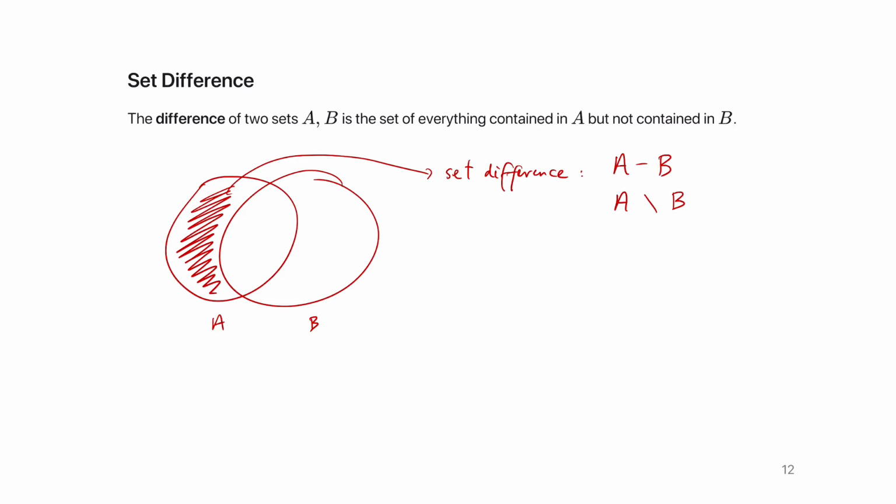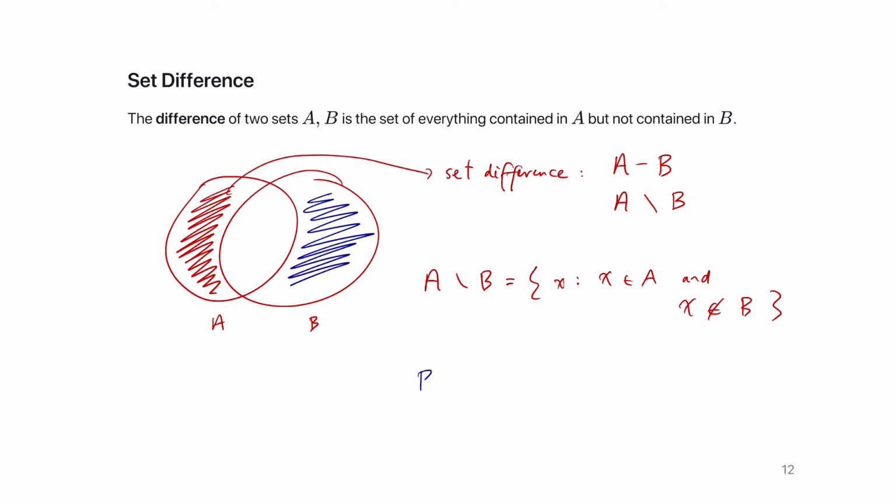In terms of set builder notation, what this looks like is the set of x such that x is in A and x is not in B. So again, this reads, the difference between A and B is the set of everything that's in A and not in B. And notice, the difference of B and A is something completely different, right? The difference between B and A is the set of everything that's in B and not in A.